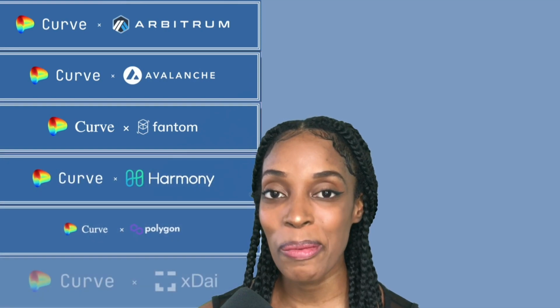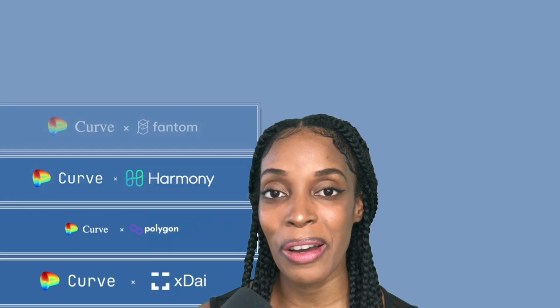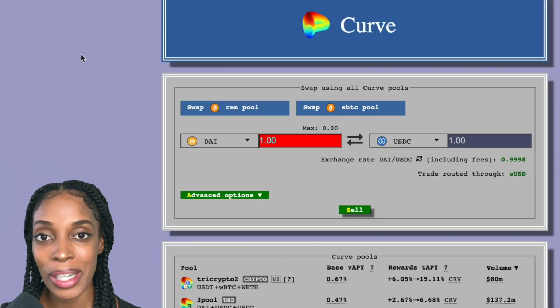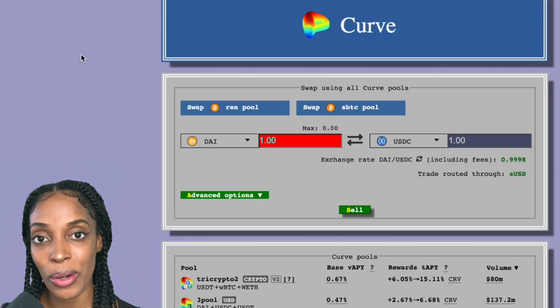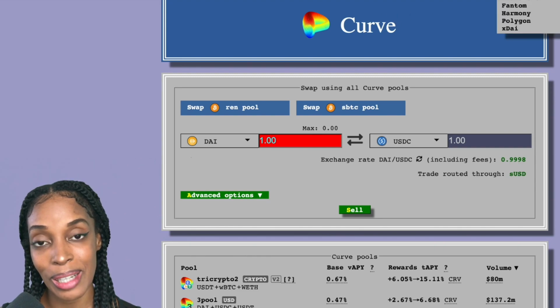So now I'll go through the 7 chains that Curve is on and compare the interest rates that you can find. This is in no particular order, so definitely stick through to the end and you may learn a bit as we go along. To go on the website, go on curve.fi. The first time this protocol launched was actually in 2020. So if you click here in the network tab, you can see the list of networks that you can find it on.